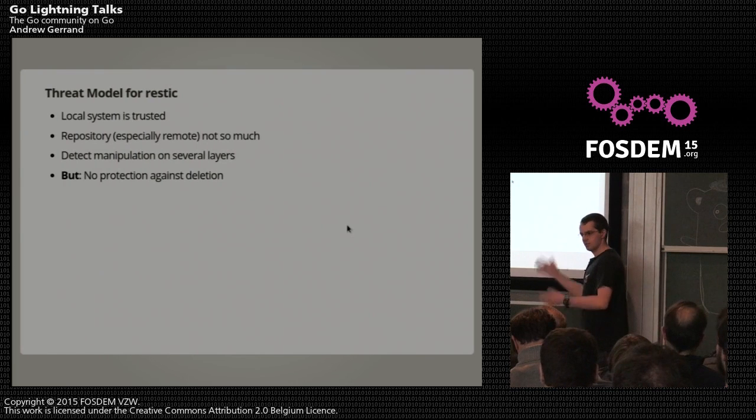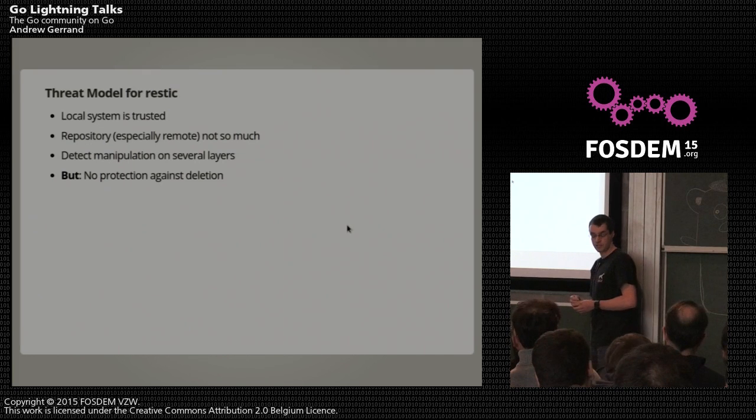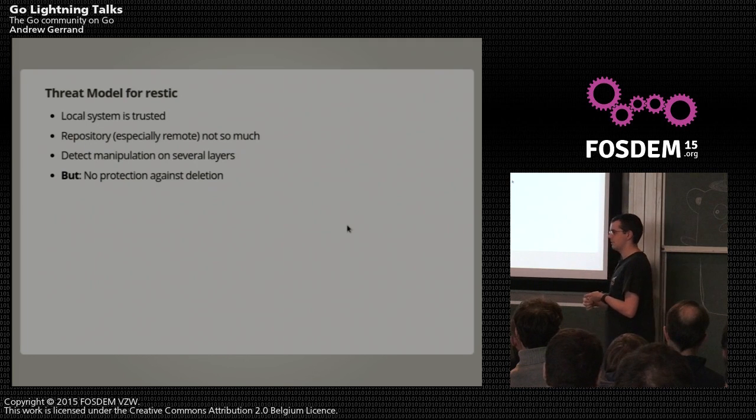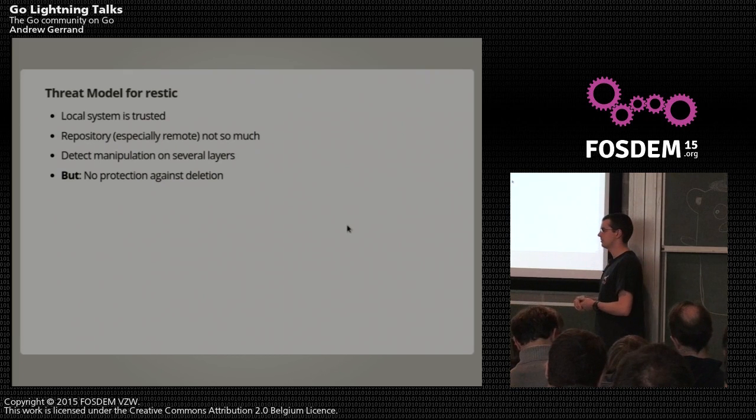The threat model is very important to me, because I'm working as a penetration tester in my daytime job. The local machine is trusted, but the repository location probably is not. So I would like to detect manipulation, and even something like faulty RAM or a faulty hard disk on the remote side, and that on several layers. What I cannot protect against is an administrator on the other end deleting my files. But I would like to be notified if some files are missing.